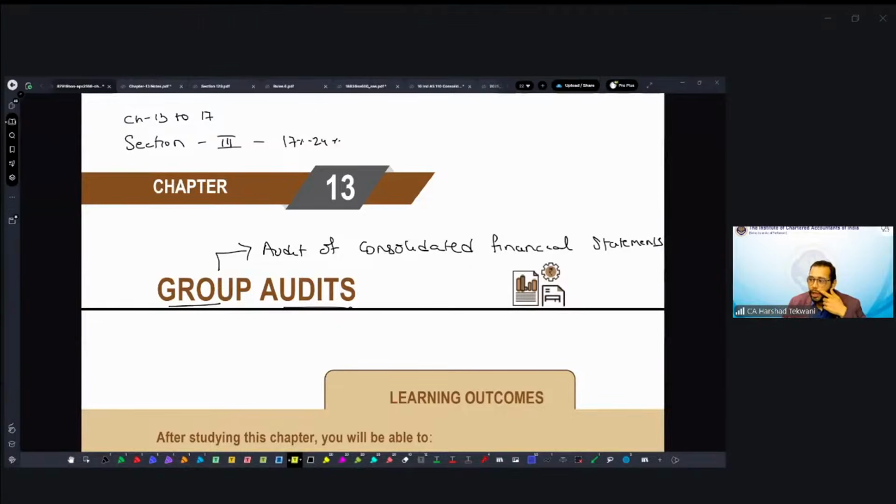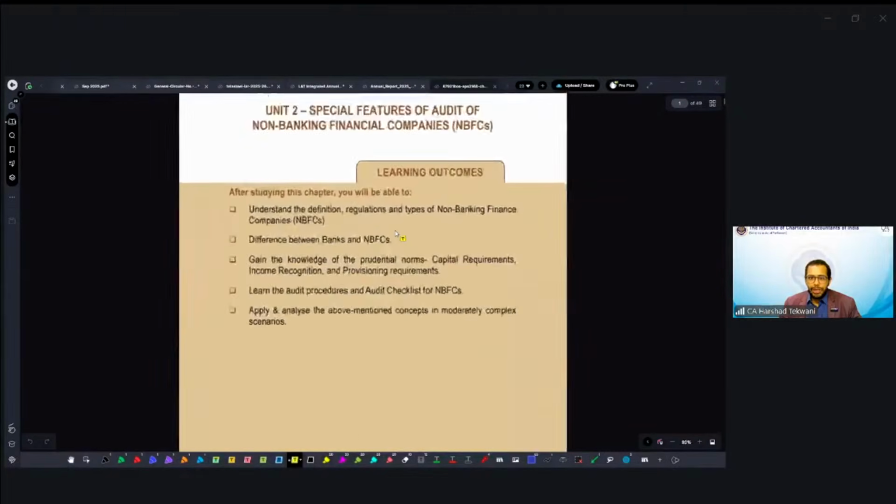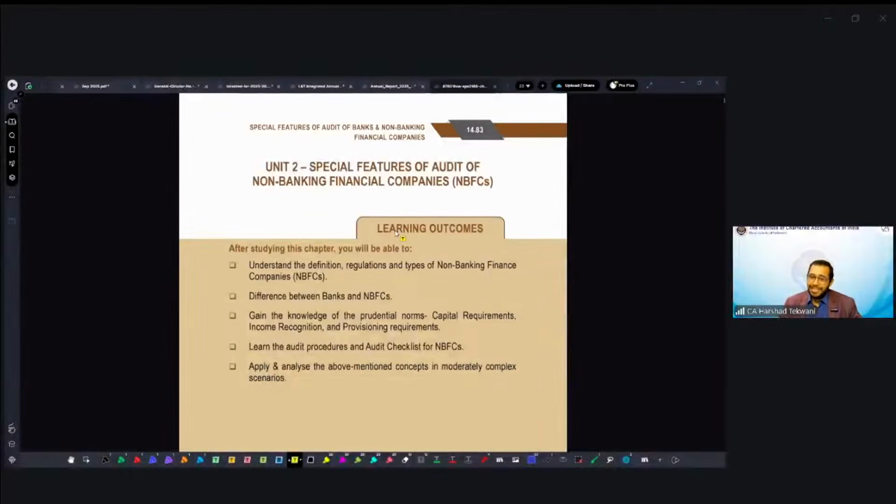And why is NBFC very important? As I said, there are amendments to that particular chapter. We need to understand that, and accordingly we need to proceed ahead with the chapter. So let me bring up the study material. This is Unit number 2 of chapter number 14, which starts from page number 14.83.